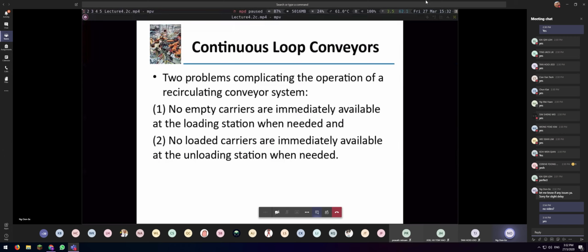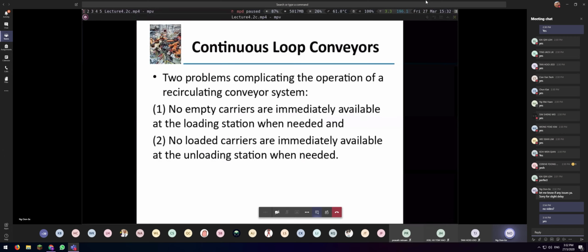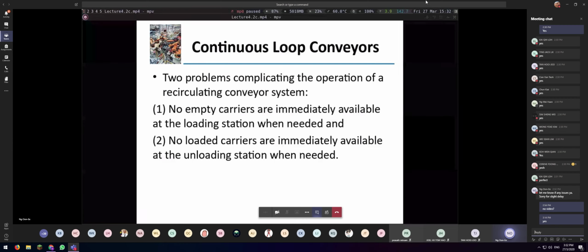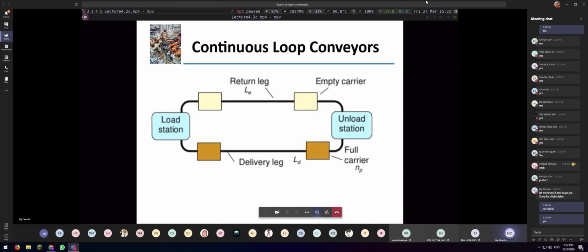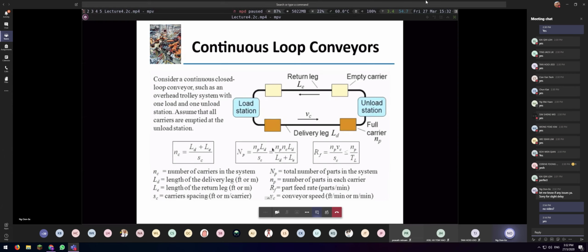Continuous loop conveyors are similar, just slightly different. The complication here is that there's no stock of empty carriers at the loading station, and no loaded carriers are immediately available at the unloading station when needed. So how does this affect things? Let's look at it. So we have our loading station, unloading station, and this is traveling in an anti-clockwise direction. So there's a delivery leg. The delivery is at the bottom here, and then there is a return leg where your carrier is empty.